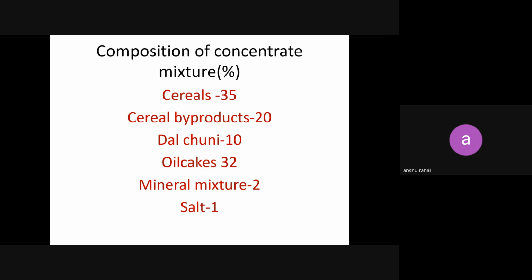32 kg should include the oil cakes like mustard cake, sunflower cake, groundnut cake, whatever is available in the locality. If you are using local ingredients, it will help in reducing the cost of the ration. And in the concentrate mixture, you need to add 2 kg mineral mixture and 1 kg salt, which is very much essential to keep the animal productive and healthy.